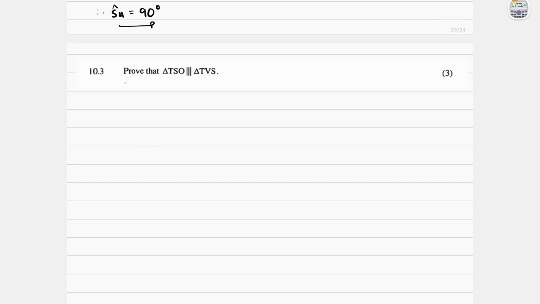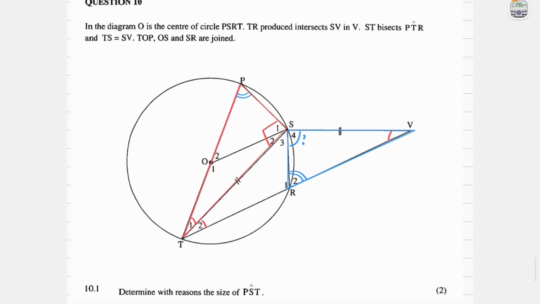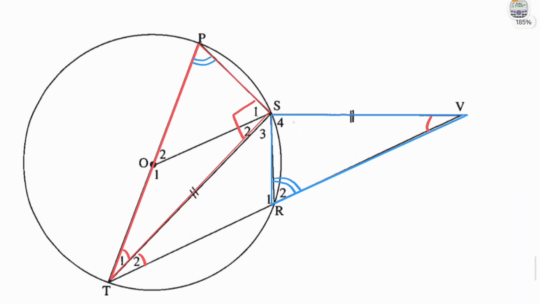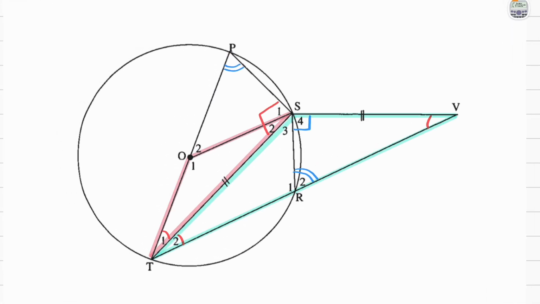Question 10.3 says, prove that triangle TSO is similar to triangle TVS. So let's go ahead and highlight these triangles. Just remember that we found out that this is 90 degrees as well. So we'll keep those in mind, and the other angles that we found were equal. Okay, so these are our two triangles.